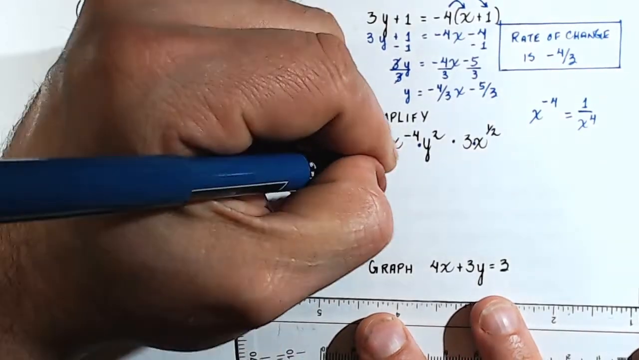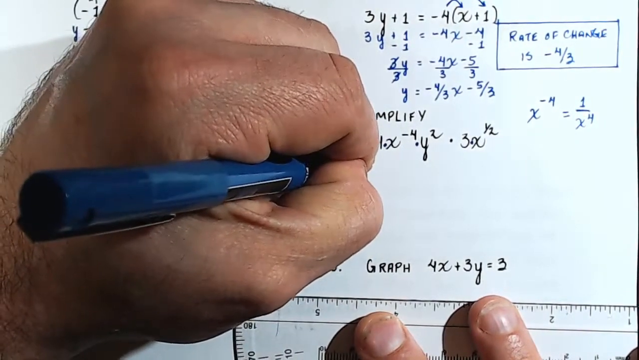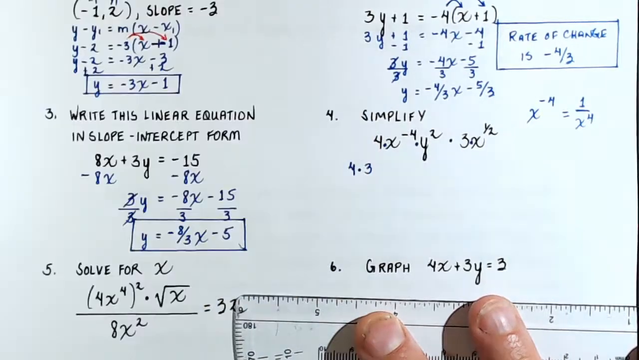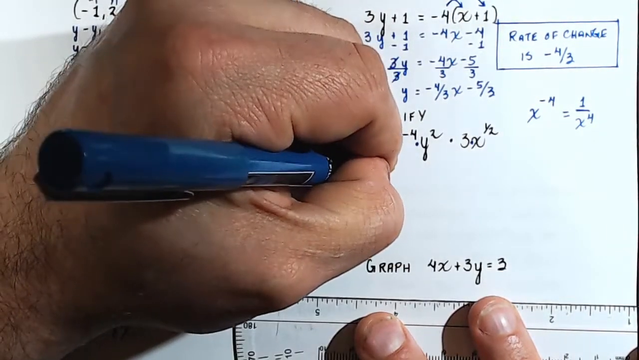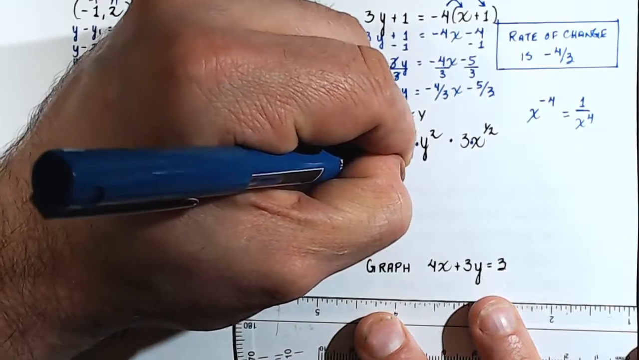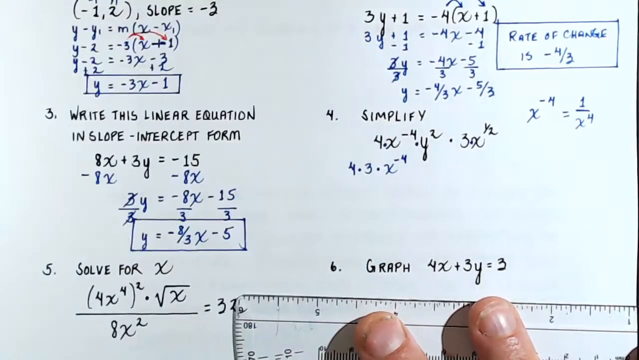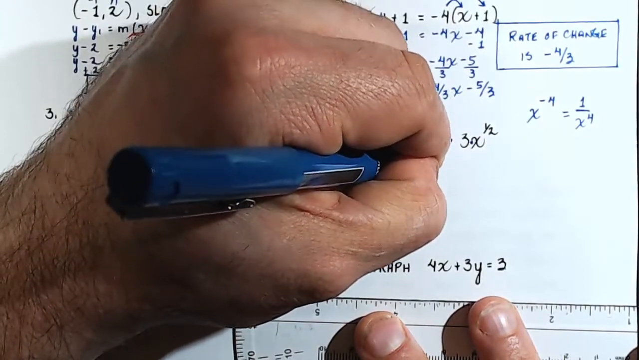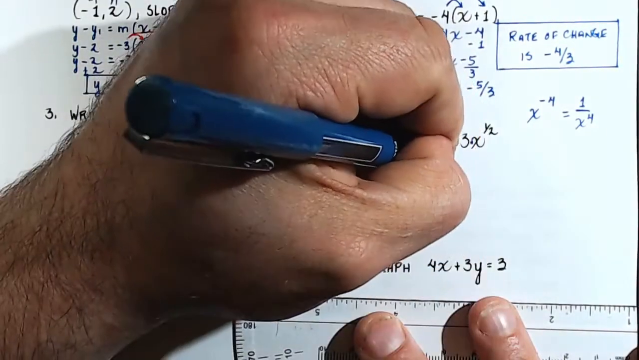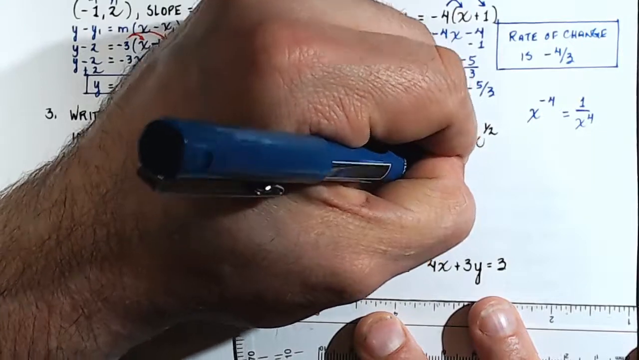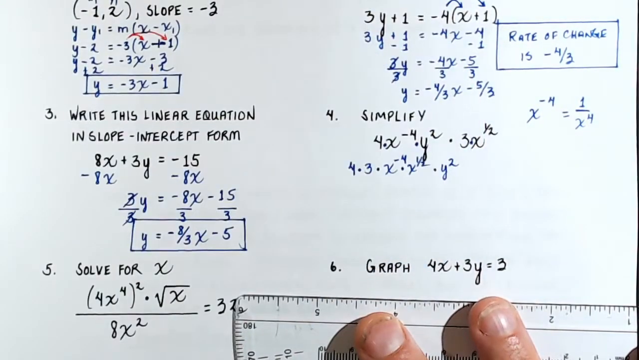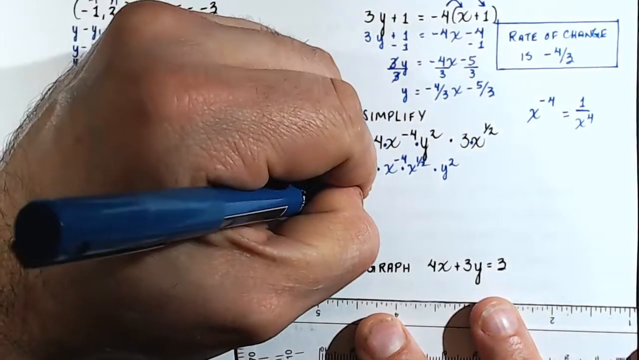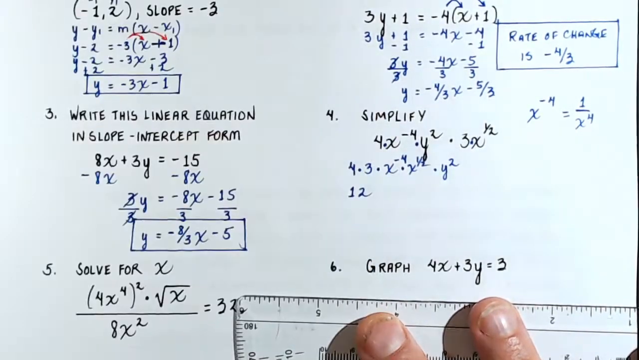For example, I can pull this 4 times 3 out here to the left. Then I can group my x's together, so times x to the negative 4th times x to the 1/2 times y squared. Okay, so 4 times 3 is 12. I can write 12 there.